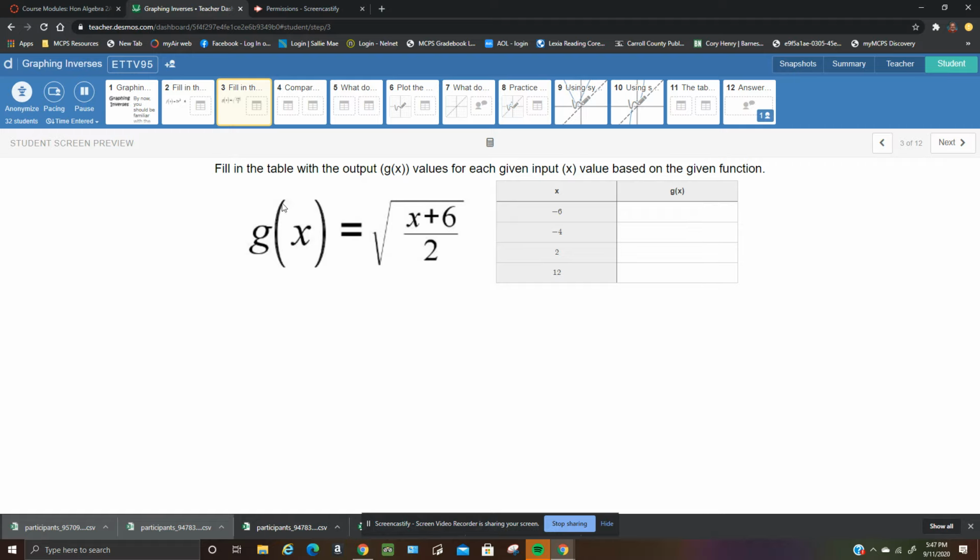Slide number 3 is the inverse function of the previous slide, and you'll find that out as we go along. If I plug in a negative 6, negative 6 plus 6 is 0, divided by 2 is still 0. Square root is 0. Then when you plug in a negative 4 here, negative 4 plus 6 is 2. 2 divided by 2 is 1. Square root is 1. Then when you plug a 2 in, 2 plus 6 is 8. Divided by 2 is 4. Square root is 2. And then finally, plug in a 12. 12 plus 6 is 18. Divided by 2 is 9. The square root of 9 is 3. So the output is 0, 1, 2, and 3. And that's slide 3.